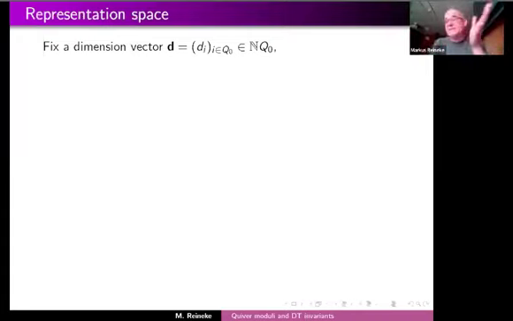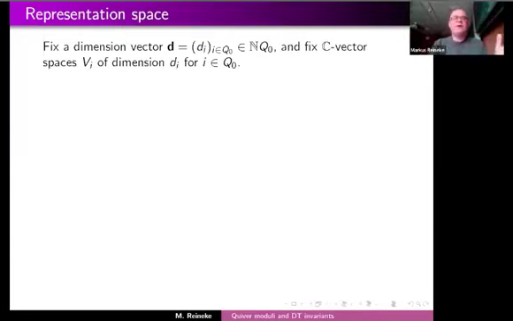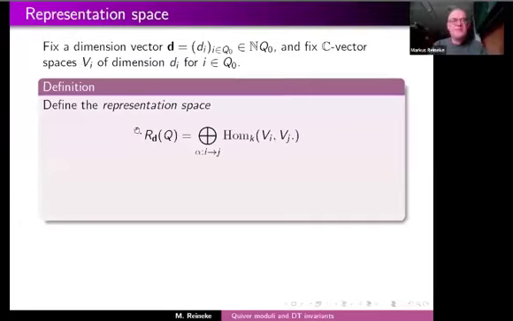We fix a dimension vector. These are the discrete invariants in the quiver representation, the dimensions of the vector spaces involved. Fixing a dimension vector means fixing the vector spaces up to isomorphism, and let's just fix the vector spaces V_i. So now we are only considering representations of our quiver on these fixed vector spaces V_i. And I define the representation space, R_d(Q), as the direct sum over all arrows alpha from i to j of Hom(V_i, V_j). And sorry for the mistake, this little k here should be the complex numbers because I'm working over the complex numbers all the time. Sorry for that, that's a little typo.